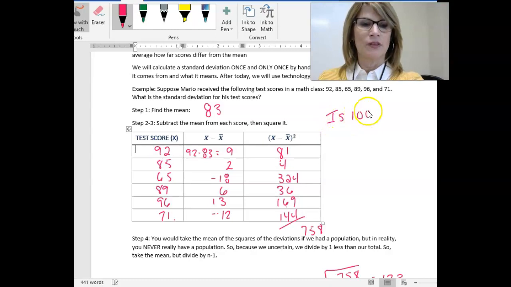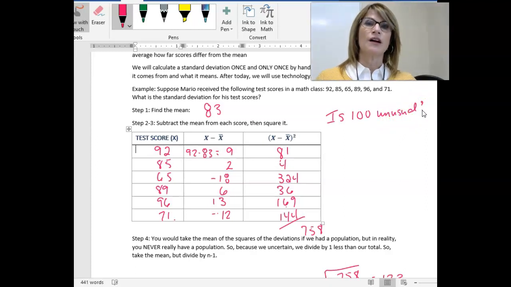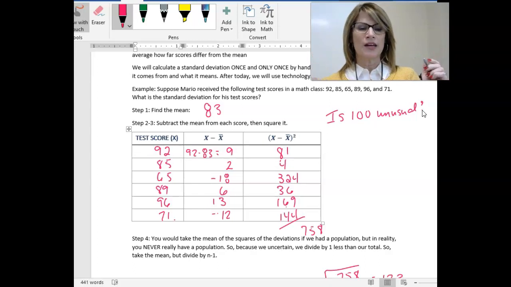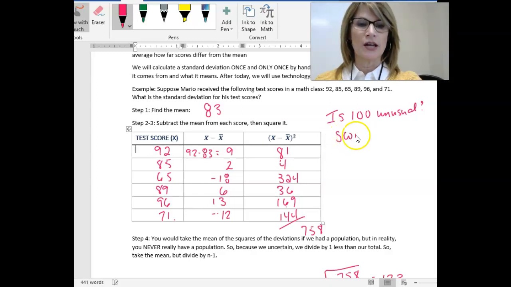is a score of 100 unusual? Unusual is anything that's 2 standard deviations above or 2 standard deviations below. And you can probably look at it and go, 83 plus 12.3 plus 12.3 is bigger than 100. It's definitely not unusual, but you can use this formula. You can take whatever the score that you're checking minus the average score and divide it by your standard deviation.